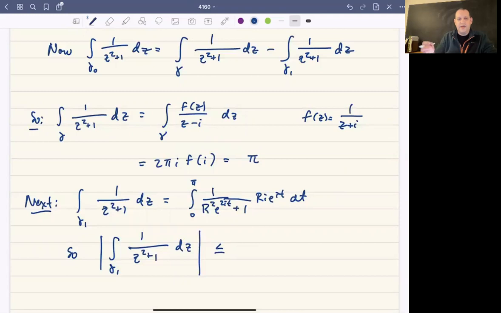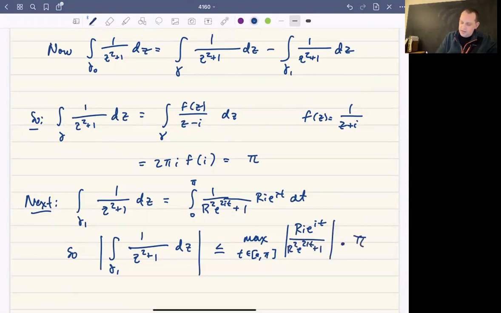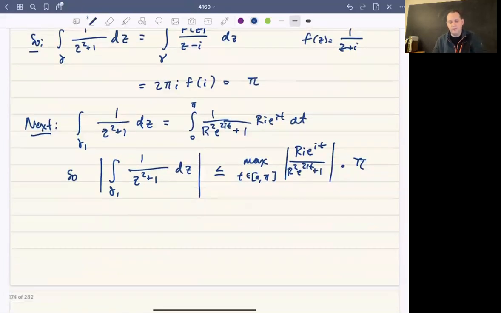What we're going to do is apply the M times L theorem. So this is going to be less than or equal to the maximum value over t, as t goes from 0 to pi, of the modulus of r i e to the it over r squared e to the 2it plus 1, times pi. Here I'm actually applying that theorem from Calc 1.